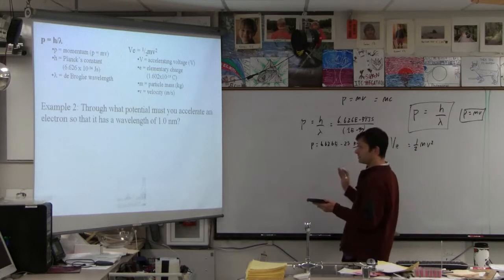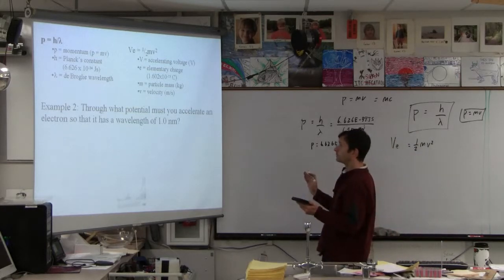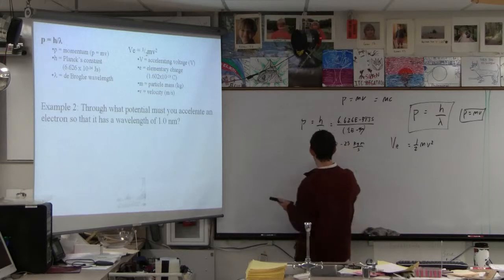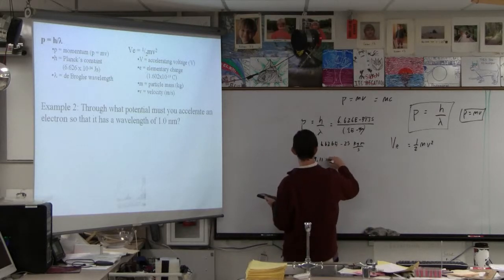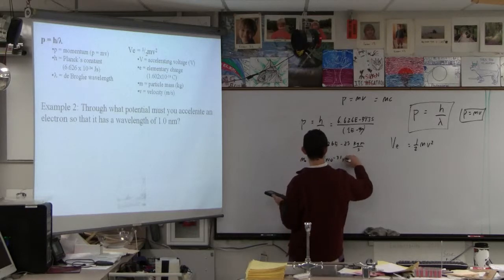Now, the next thing we can do is figure out, I guess we need to know the mass of the electron, but we know that. So the mass of the electron is 9.11 times 10 to the minus 31st kilogram.